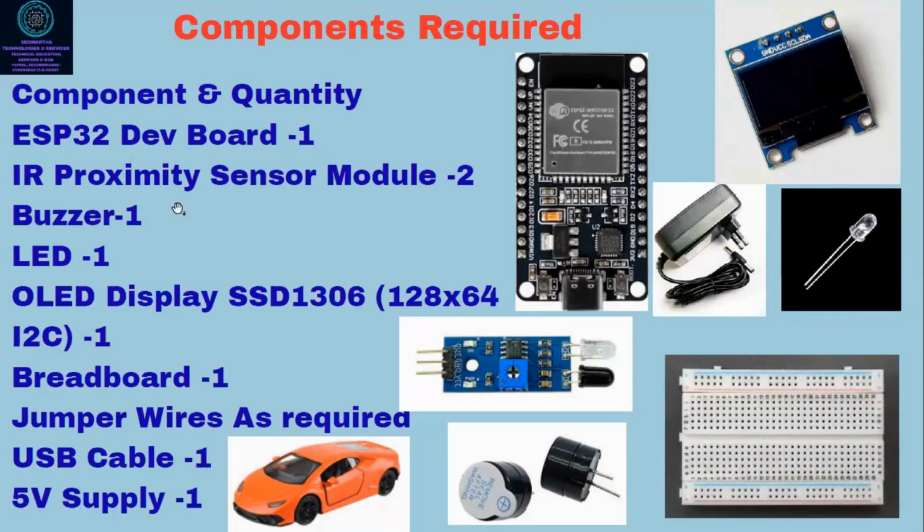So we come to the component part here. The components and the quantity we have given here. We are using an ESP32 board since it's an IoT project. We have used two IR proximity sensor modules, which you can see in the picture. Buzzer 1, LED 1, and an OLED display, that is SSD1306, with screen size 128x64. It works on I2C. Breadboard, jumper wires, a USB cable, and a 5V power supply that you can give from USB for testing purposes, or you can use an adapter also. How the connections have been given, I will explain shortly.